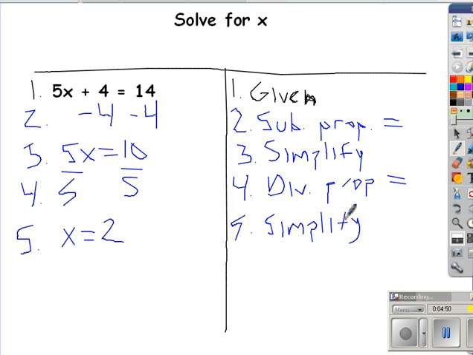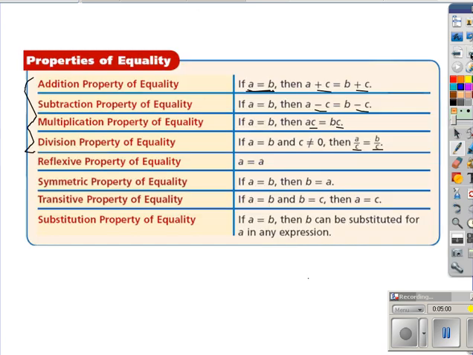Simplify. So for the most part in algebra, you're going to have a property, simplify, a property, simplify. You're going to kind of go in that pattern. Not always, but for the most part. So those first four are what we're concentrating on. Reflexive, symmetric, transitive, and substitution we'll deal with in a different lesson.